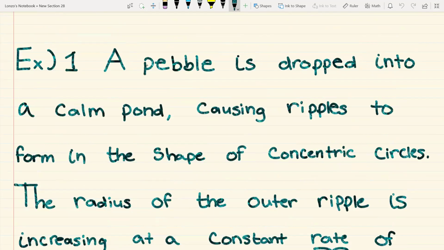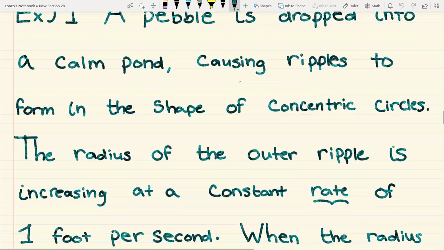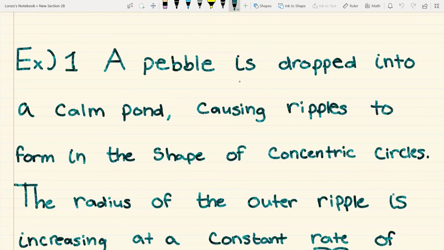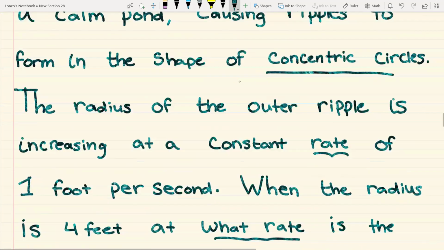A pebble is dropped into a calm pond. So you drop a pebble in a calm pond and it causes ripples. So what does that look like? Let's draw that image. So let's look at the first piece of information. A pebble is dropped into a calm pond, causing ripples to form in the shape of concentric circles.